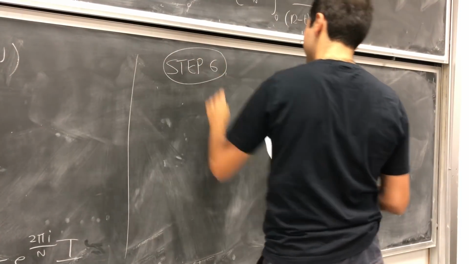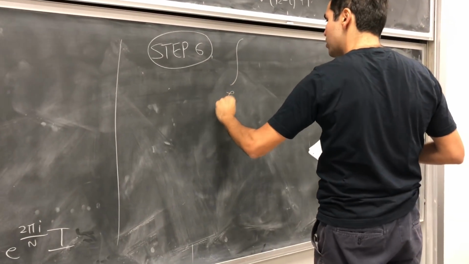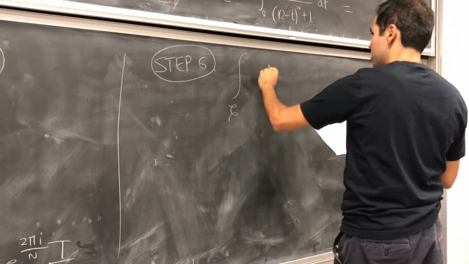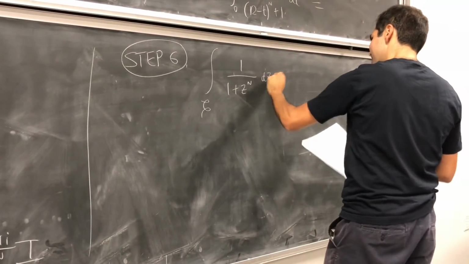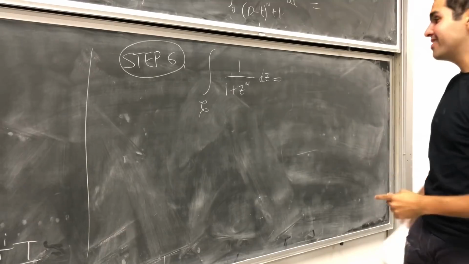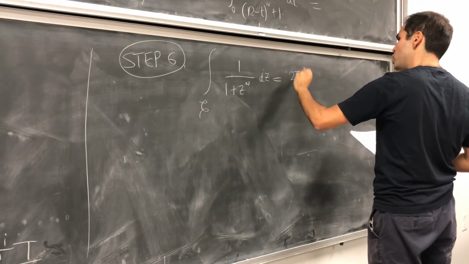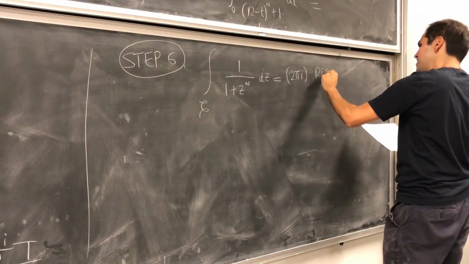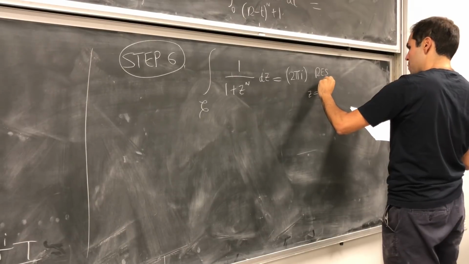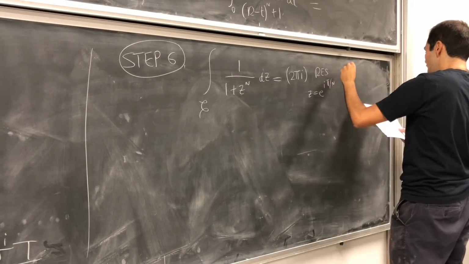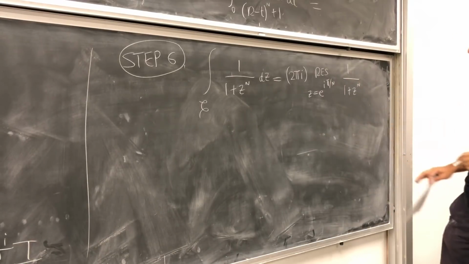So step 6. Now, we have the three pieces, and now let's consider the integral over the whole contour, 1 over 1 plus z to the n dz. Again, here is where the complex analysis comes in. It turns out this equals 2πi times the residue at the singularity z equals e^(iπ/n), of 1 over 1 plus z to the n.